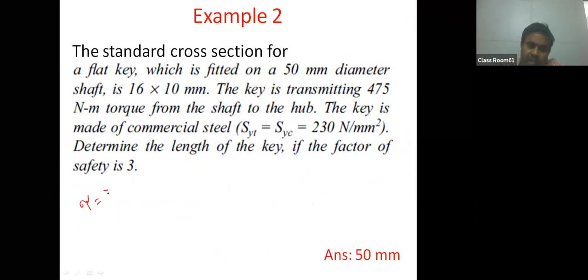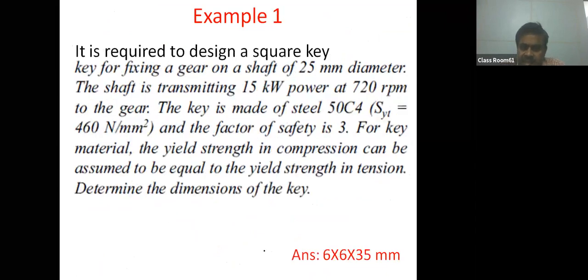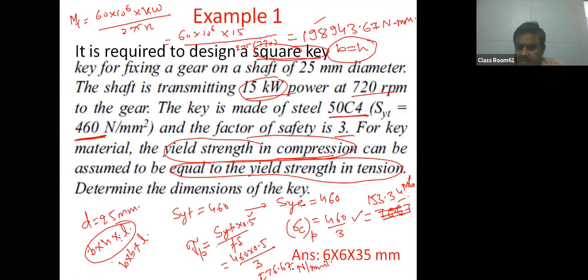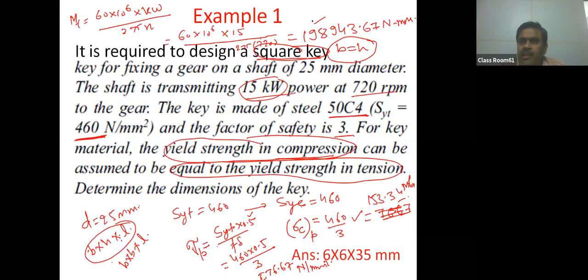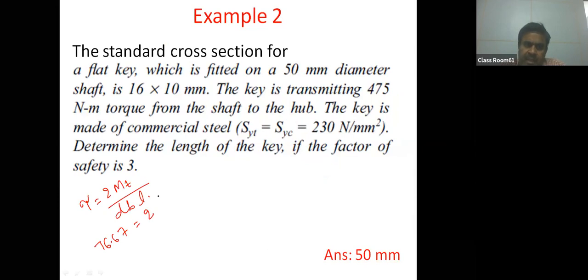You have tau equal to twice Mt divided by dBL. You have calculated the permissible shear stress as 76.67. So just put over here 76.67 equal to 2 into torque. You have already calculated the torque, 198,943.67. It is the torque divided by the diameter of the shaft.